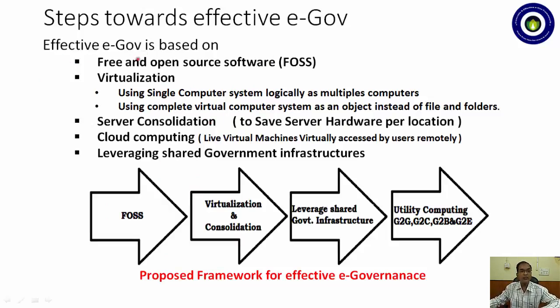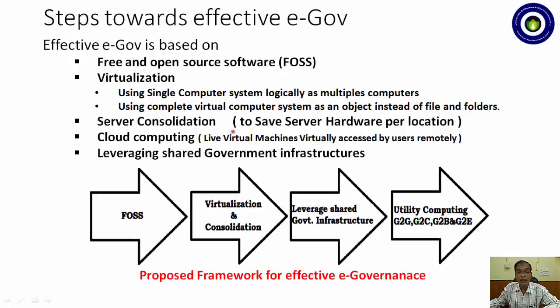A step towards effective e-governance. Effective e-governance is based on free and open source software. Then virtualization, that is using a single computer system logically as multiple computer systems by running multiple distinct isolated operating systems on a single physical computer system. Another is using a complete virtual computer system as an object instead of files and folders. A normal computer system operates on files and folders as objects. The virtual machine software operates on a complete virtual computer system as an object to perform various operations like creation, updating, removing, renaming, customizing, move, copy, backup, restore, sharing, auto start, import, export, etc.